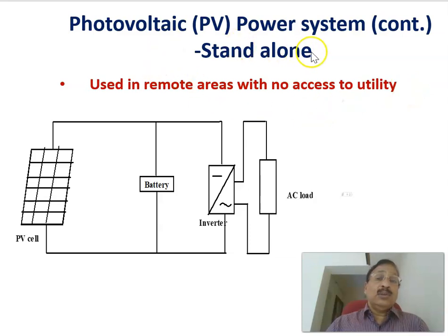In the standalone type, the PV panel's power is used to charge the battery, and the battery output is converted into AC using an inverter and given to the AC load. Therefore, this is a standalone system, in which there is an energy storing battery and a DC to AC converter, the inverter, so that power is given to the AC load. These are used where there is no access to the utility.